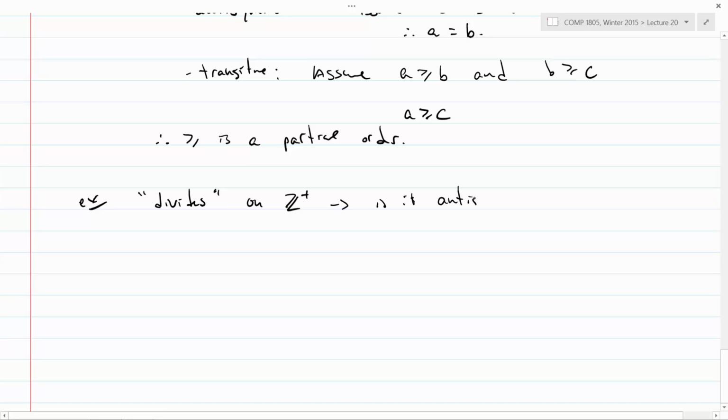Any ideas? Yes. So in fact it is. We already know that it's reflexive and transitive. So if I can show that it's antisymmetric, then I know it's a partial order. So the answer is yes.